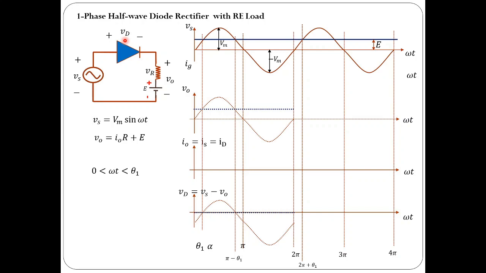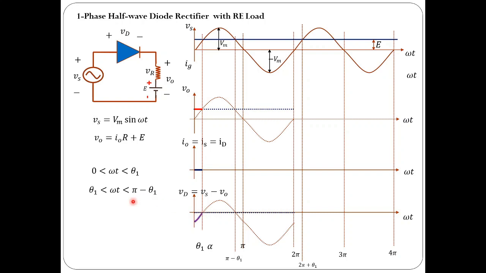So let us try to analyze the operation. Now omega t ranging from 0 to theta 1, that is this t1. At theta 1, Vs is equal to E. Till this period, the diode is going to be reverse biased, in the off state, because this voltage is less than this voltage. In that case, the current through the load is going to be 0, and the load voltage is the same as the battery voltage. And coming to Vd, the voltage across the diode is not the same as Vs. In fact, it is the difference between these two, which is going to be negative.